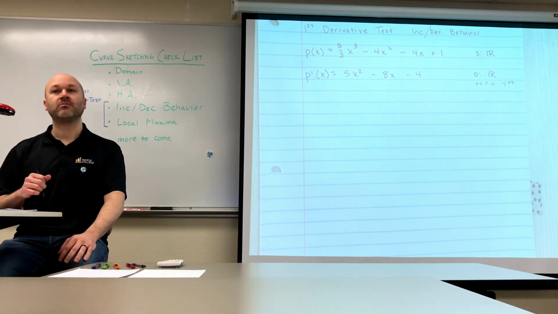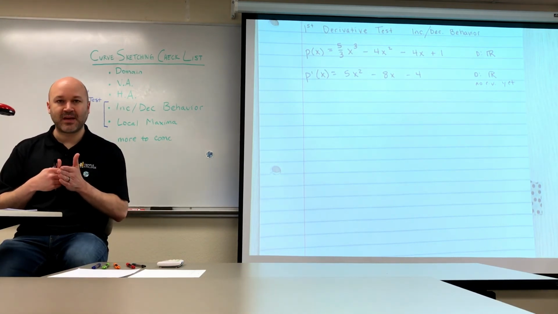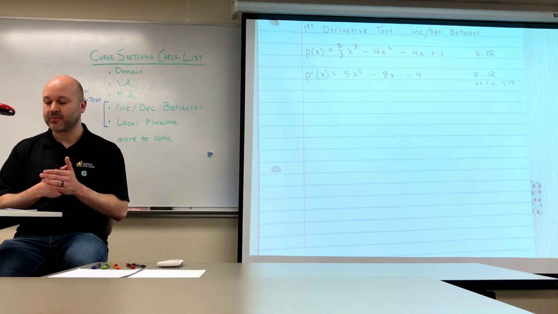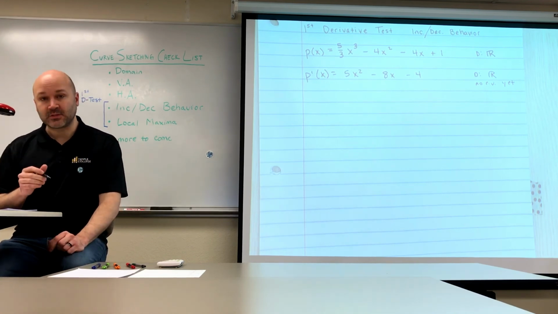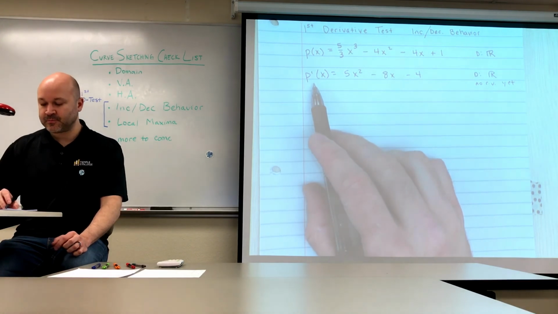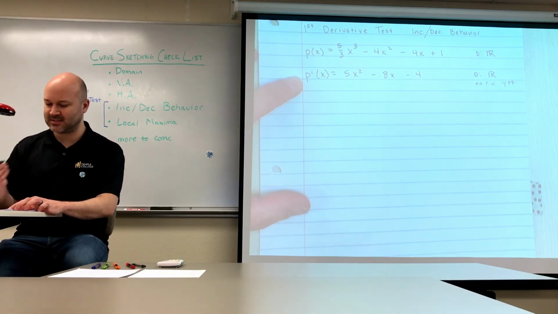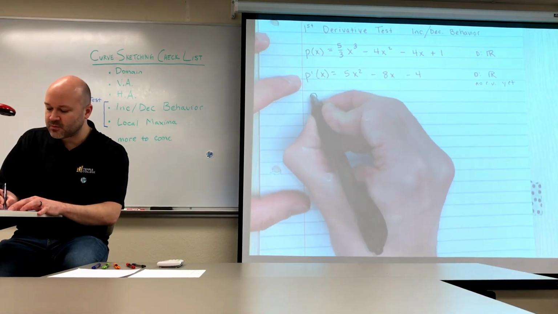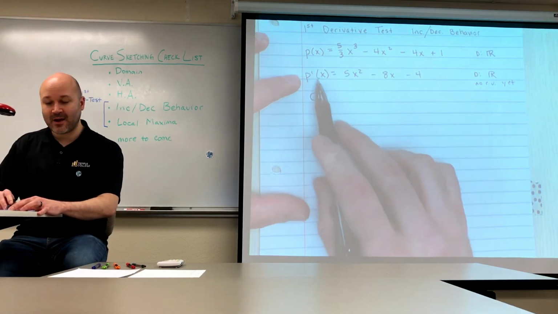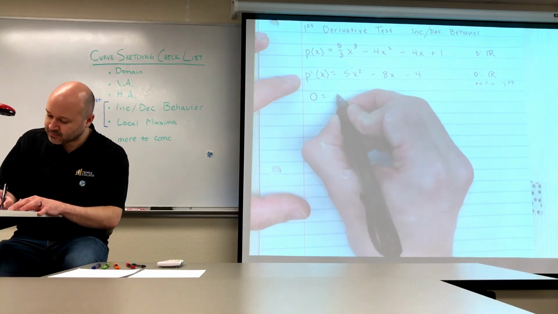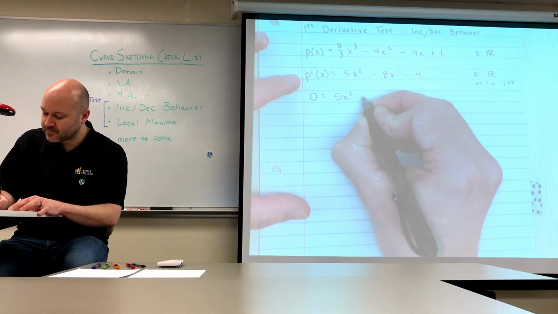Critical values, the places where change in behavior may occur, also occur at the roots of the first derivative. So I found the first derivative. Now I want to know, where does it touch the x-axis, if it does? I want to find the roots. So I can simply set that function equal to 0, and solve.